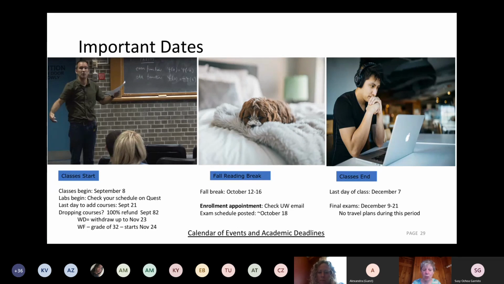Now, when you do drop a course, you'll see a WD on your record. That doesn't mean failure, and it's not going to affect your average. But if you wait too long to drop, then you get a WF, and that is a failure, and that would mean that you get a 32. I'm sorry, I can't see the bottom of any of the slides, so if I'm missing something there, do you want to talk about the WD, WF so I don't say that wrong?